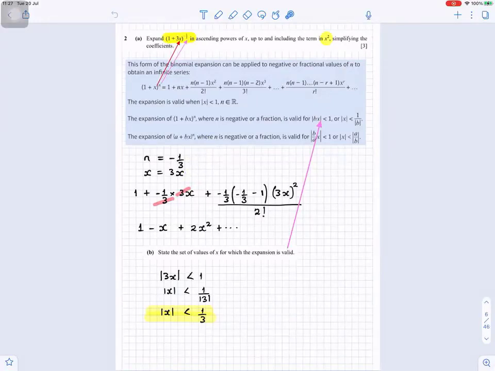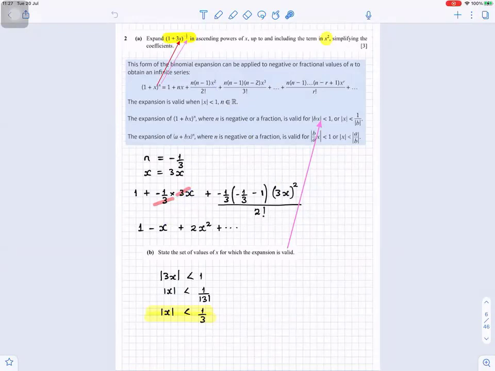So using that formula, we have 1 plus minus 1 over 3, which is our n, times our x, which is 3x. And then minus 1 over 3 times minus 1 over 3 minus 1, over 2 factorial, times 3x squared. So simplifying that, you get 1 minus x plus 2x squared.